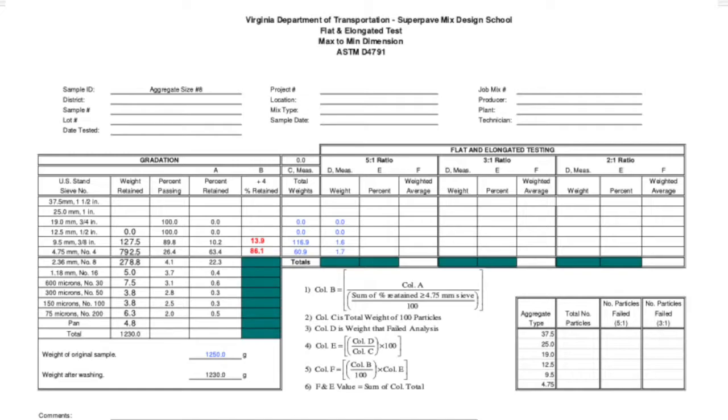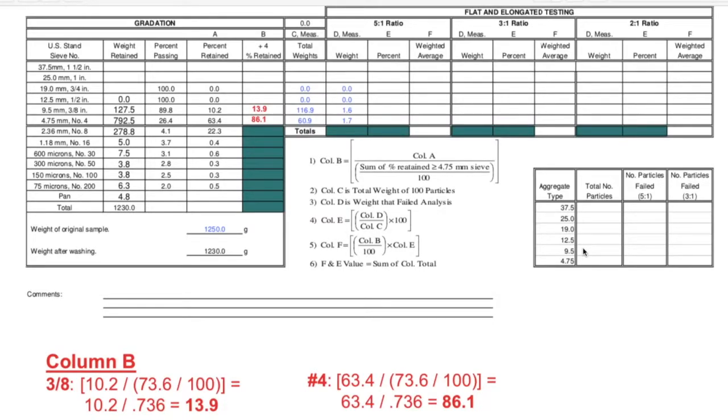So column B is simply the sum of the percent retained on the 4 and above. So if you look at column A, the 10.2 that's retained on the 3/8 and the 63.4 that's retained on the number 4, you add those two, that would be the sum of percent retained on the 4 sieve and above. So we're going to take each sieve separately.